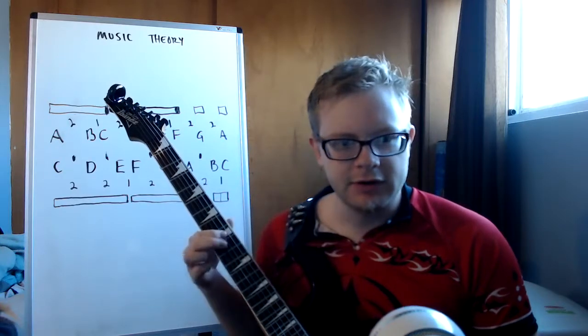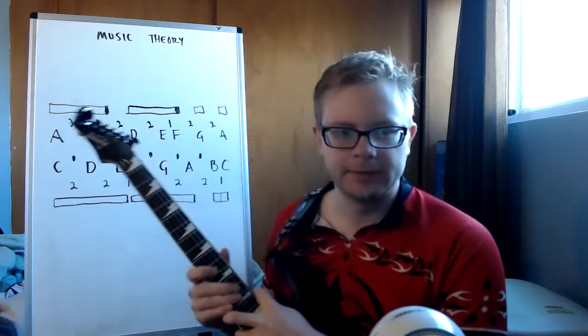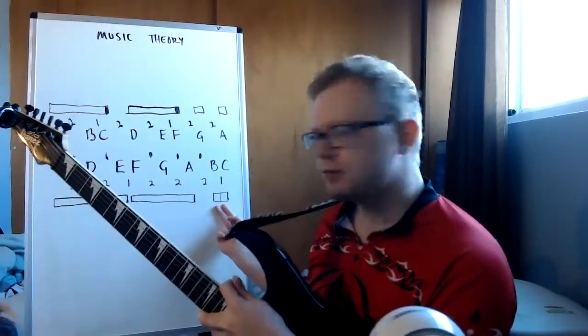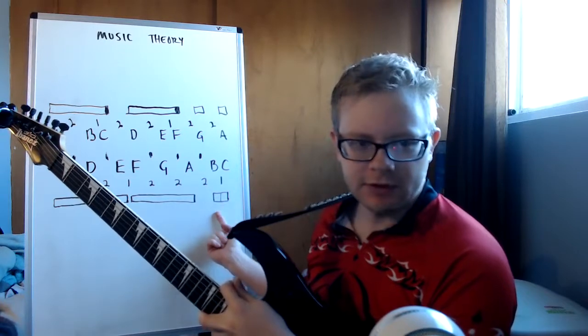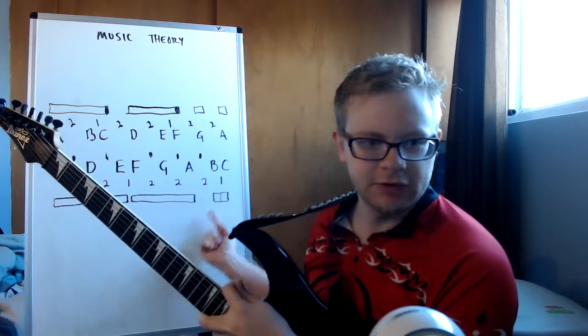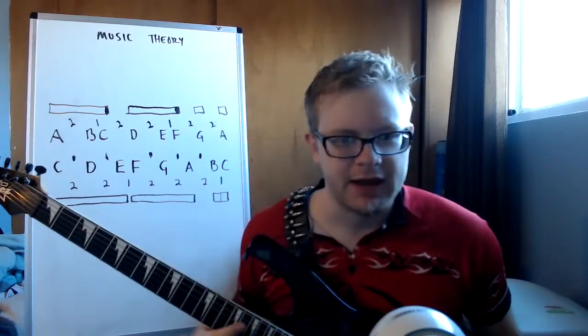Now I know that there's another piece at the end here, which is a B and C right over here. I just have to make sure that the very last note is only one space off of the root. So there's one space there at the end. And that's basically how I visualize the major scale.